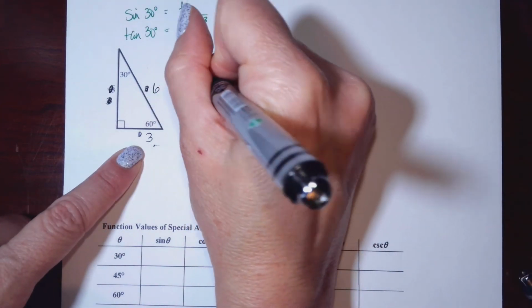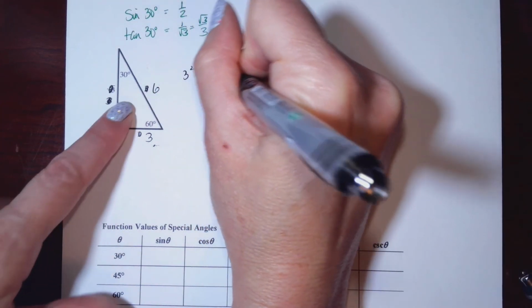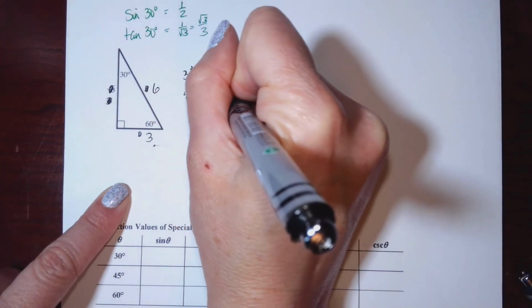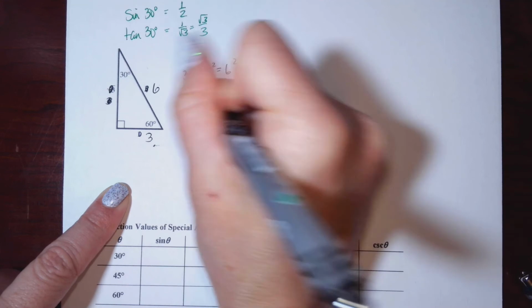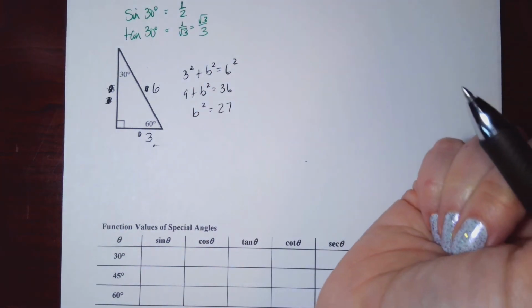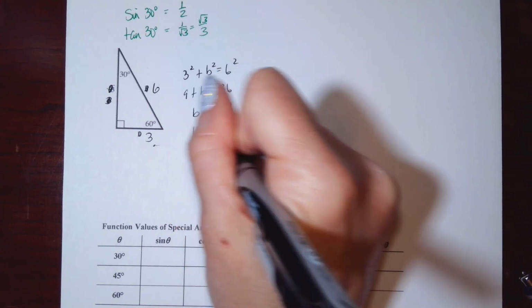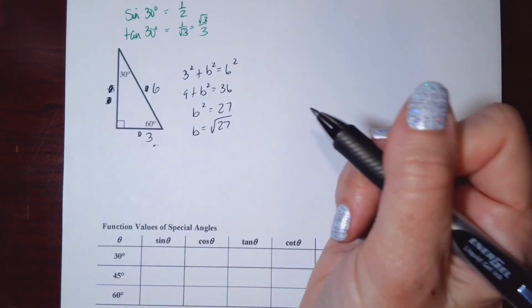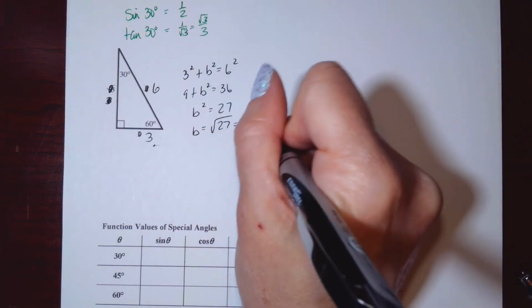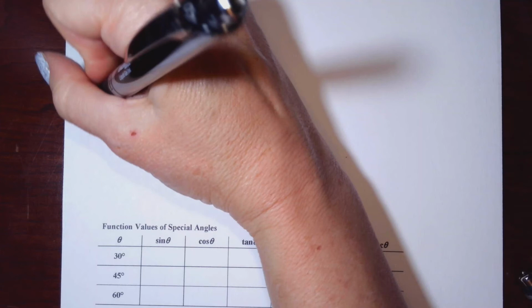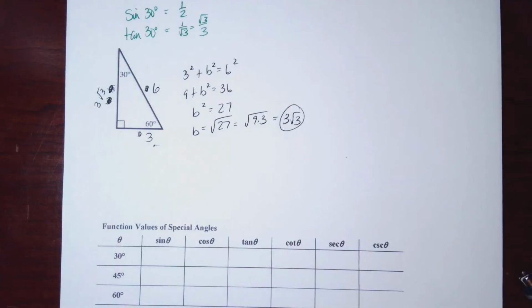So a squared plus b squared equals c squared. That would be 9 plus b squared equals 36. So b squared would be equal to 27. So b is going to be the square root of 27. 27 is 9 times 3, so that's 3 square roots of 3. So this side then is going to be 3 square roots of 3.